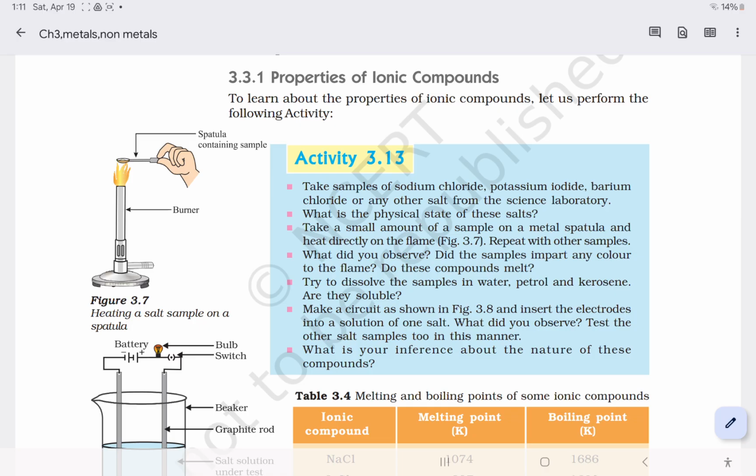Take a small amount of sample on a metal spatula and heat it directly on the flame. Repeat with the other samples also. What did you observe? Did the samples impart any color to the flame? Do these compounds melt? Try to dissolve the samples in water, petrol and kerosene.